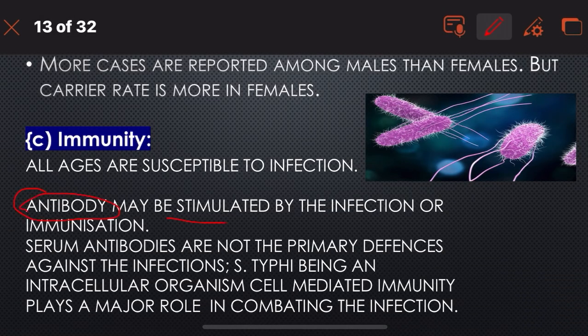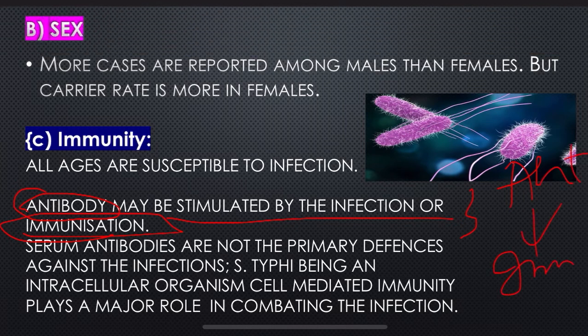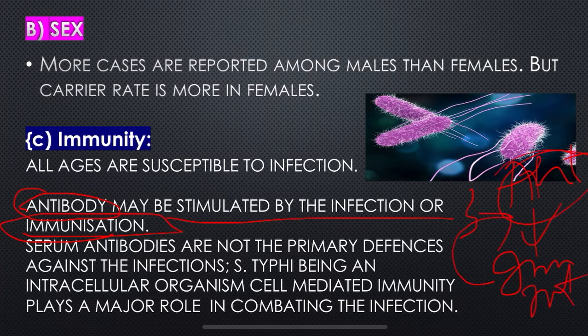Antibody may be stimulated by the infection or immunization in the body. This point is very clear. When do the antibodies come up in the body? Whenever we get the immunization done, the antibodies come up, and whenever the person is infected. So this is artificial immunity, and this one is natural immunity. Whenever the person is infected, the antibodies come up.